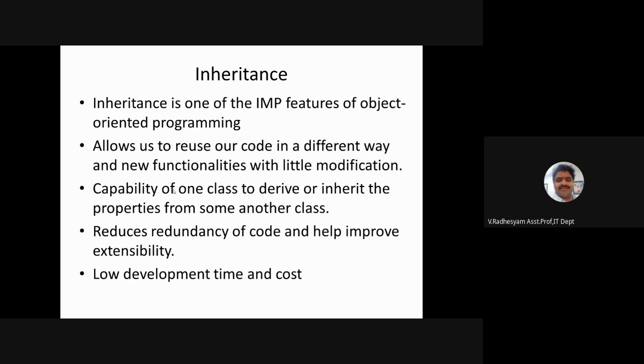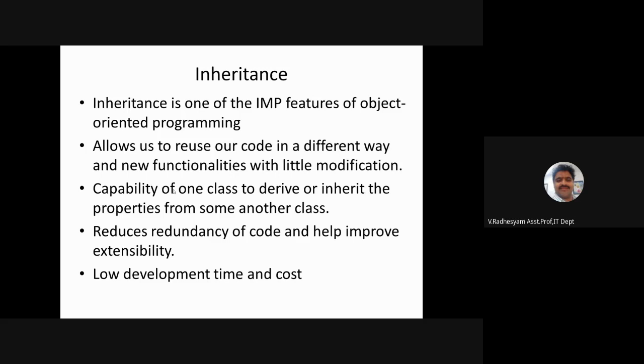That is actually the main feature of Python, that it is an extensible language. Extensible means we can have more features with fewer lines of code. So in order to improve that extensibility, inheritance plays a major role. Time and cost are also very low. Time means time complexity. Cost means the number of lines of code, that is, space complexity. So time complexity and space complexity will be saved if you use the concept called inheritance.